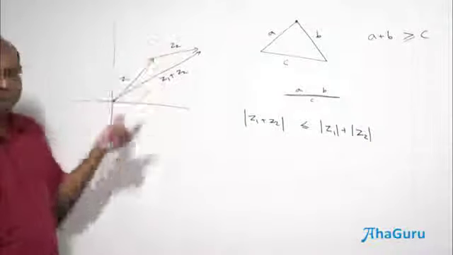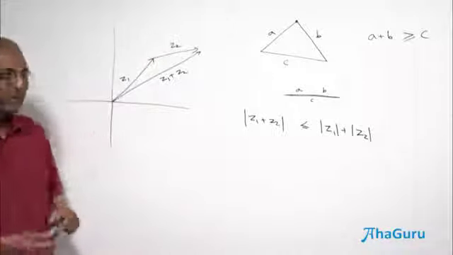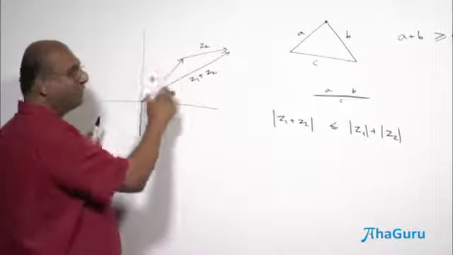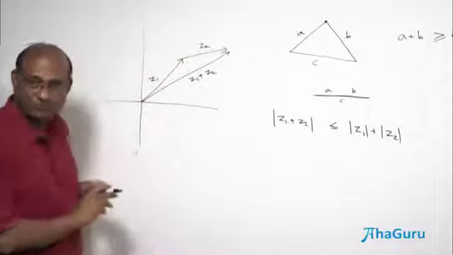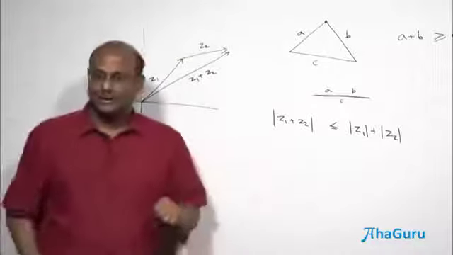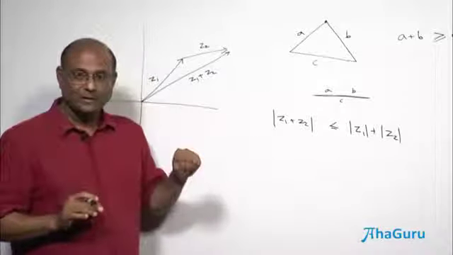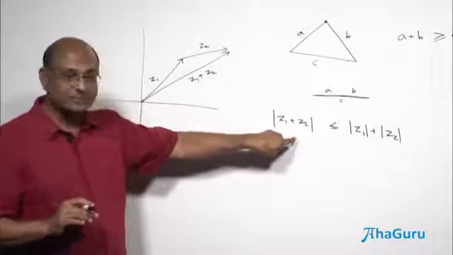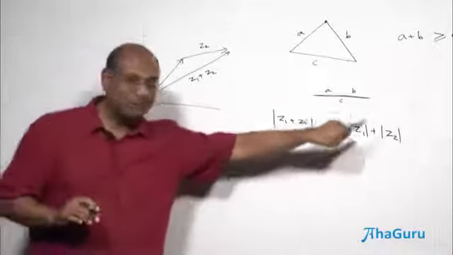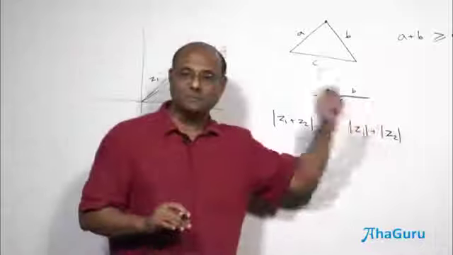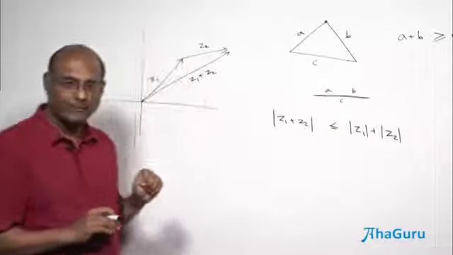But lengths are usually written as modulus. So modulus of Z1 plus Z2 is less than or equal to modulus of Z1 plus modulus of Z2. I hope that is clear to everybody, right? Now let us think a little bit more carefully. This is not over. This tells you something interesting. Z1 plus Z2 is equal to Z1 plus Z2 clearly, but its modulus is less than or equal to Z1 modulus plus Z2 modulus.